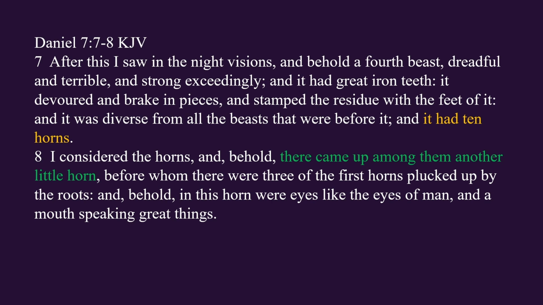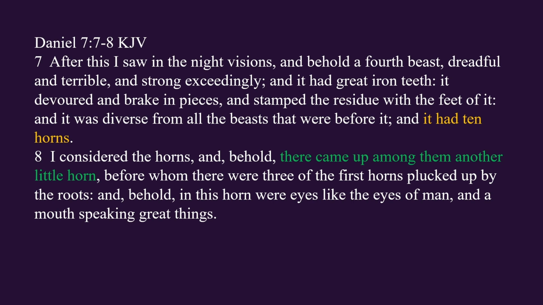And I considered the horns, and behold, there came up among them another little horn, before whom there were 3 of the first horns plucked up by the roots. And behold, in this horn were eyes like the eyes of a man, and a mouth speaking great things. Now in this prophecy, again, we have this beast being representative of the Roman Empire. It has 10 horns, and there's a little horn that comes up among the 10 horns. And this little horn will pluck up 3 of the first horns by the roots.